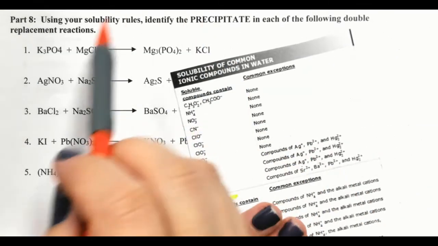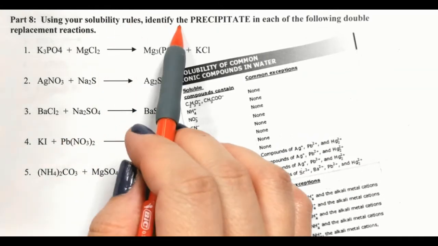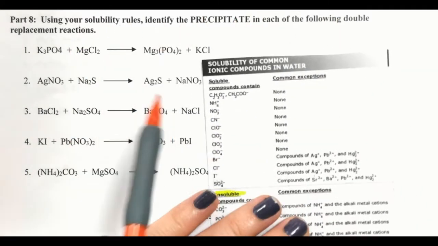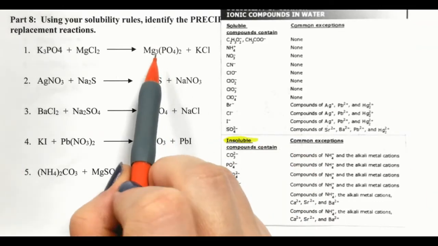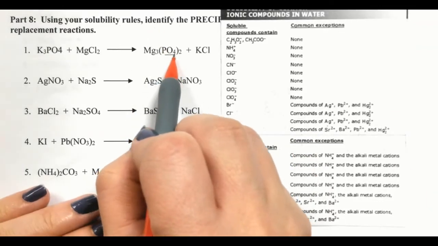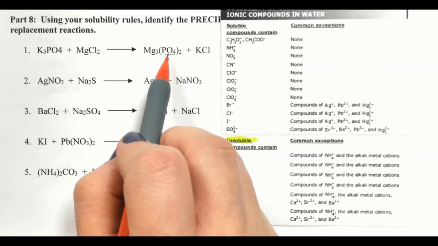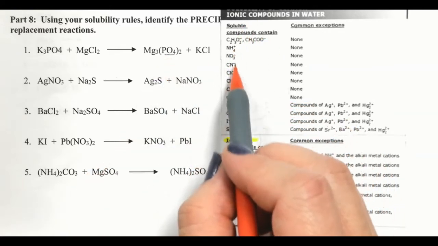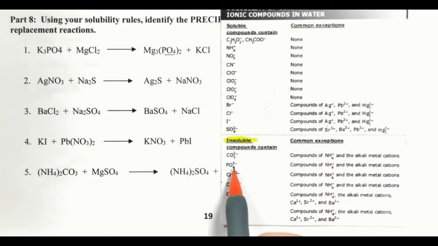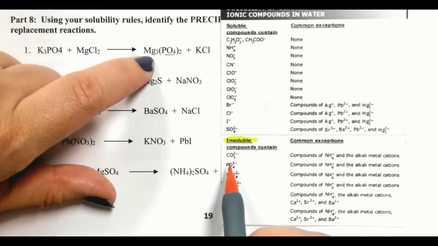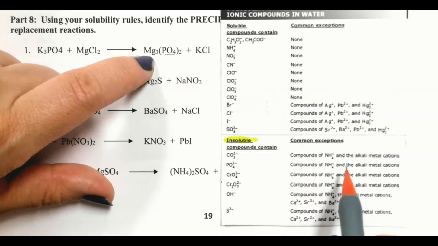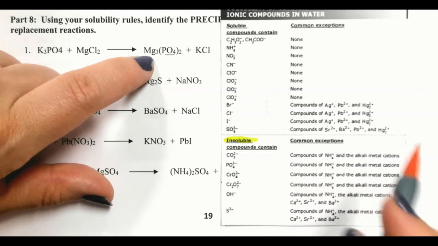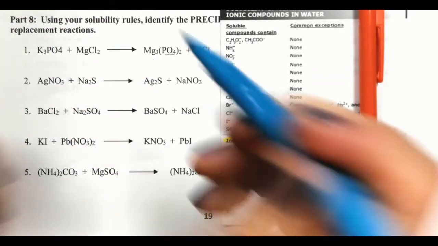So we're going to use solubility rules to identify the precipitate in each of the following reactions. So here's our solubility rules. And first, you want to always look at the anion. So phosphate is the anion in this compound. So when I look at my list, phosphate is here under insoluble, and then magnesium is the cation, and we're going to look to see is that an exception, and magnesium is not one of the exceptions, so this is going to be our precipitate.